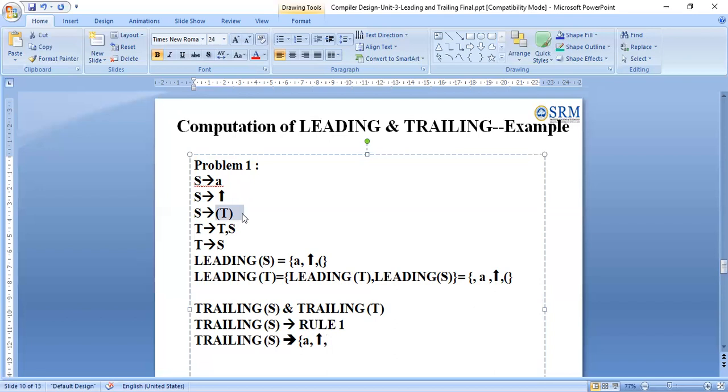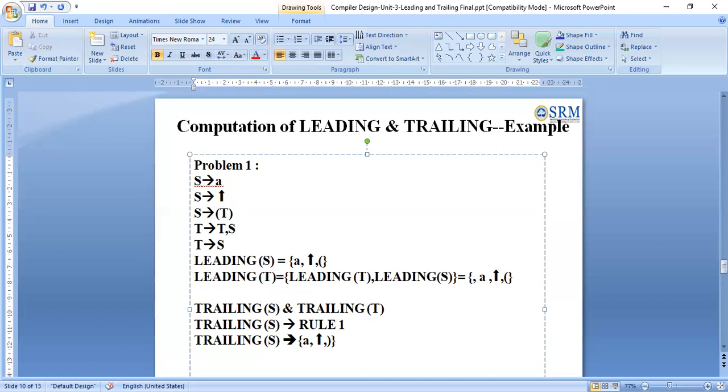See, the difference between leading and trailing is, as per rule 1, in leading you have to take up the first terminal symbol. In trailing, you have to take up the last terminal symbol. So the last terminal symbol is the close bracket here. As per rule 1, we have found it.